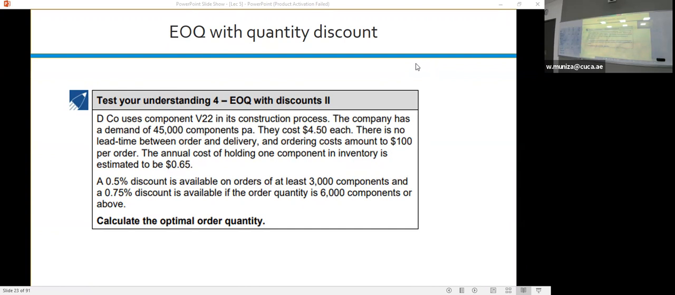How much is left? Purchase cost ratio. Okay, optimal order quantity can be EOQ, but it is basically the order quantity which would be most beneficial for the organization. So with discount, it may or may not be EOQ. Okay, every time it's not going to be EOQ.